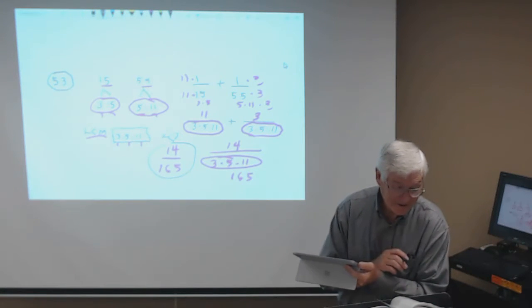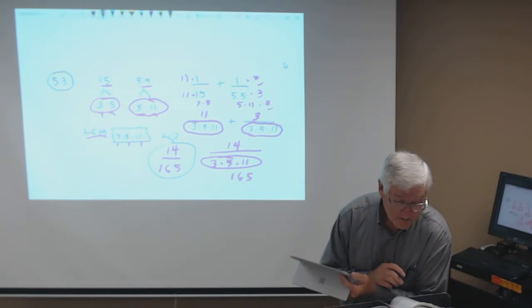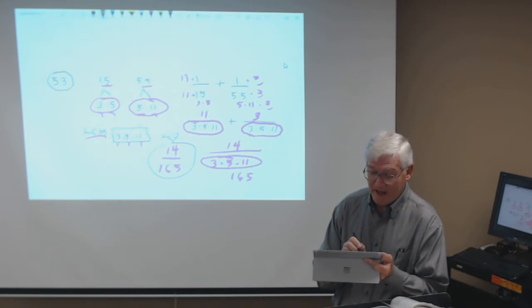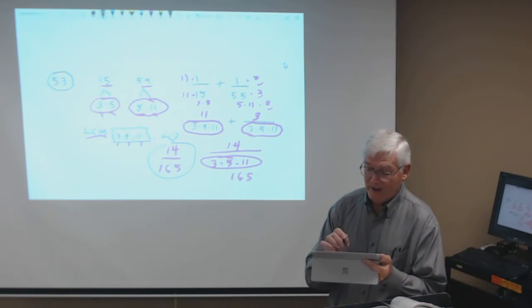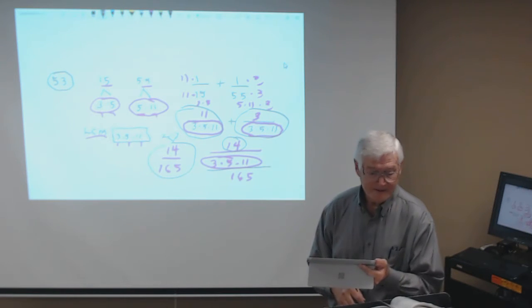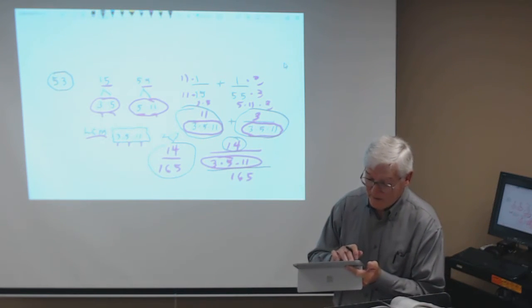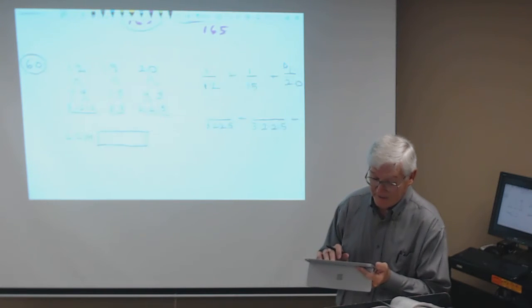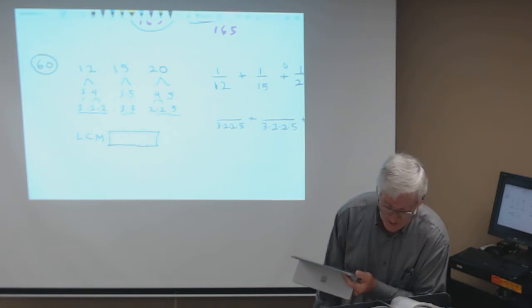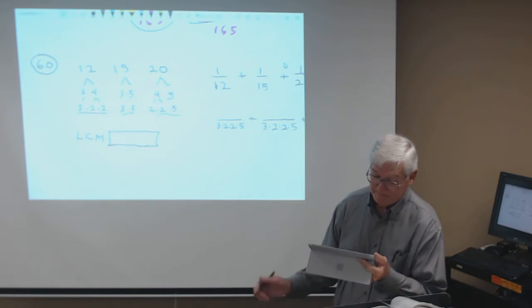Any questions about what I just did? You see how I find the least common multiple? And then use that for my denominator and then rename the fractions, and add them and get 14 over that number. Well, should we do another one of these? Number 60. 1/12 and 1/15 and 1/20.